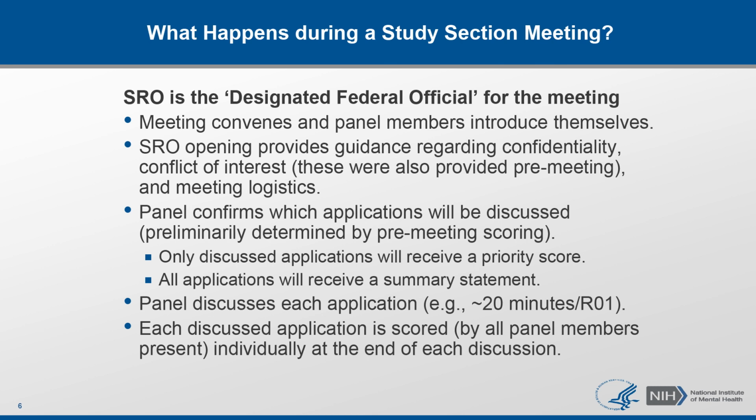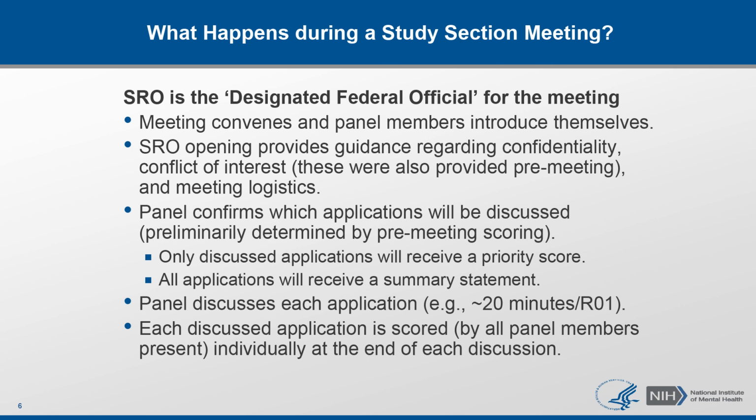Now, applications that are discussed at the meeting will receive what's called a priority score, and I'll talk a bit more about that in a minute, as well as a summary of the discussion written by the SRO. However, all applications will receive a summary statement, and for those that are not discussed, it'll be the written critiques of the 3 assigned reviewers.